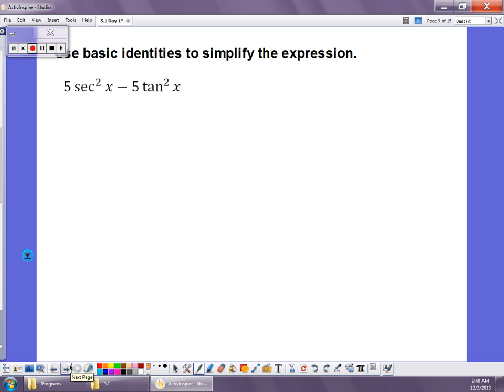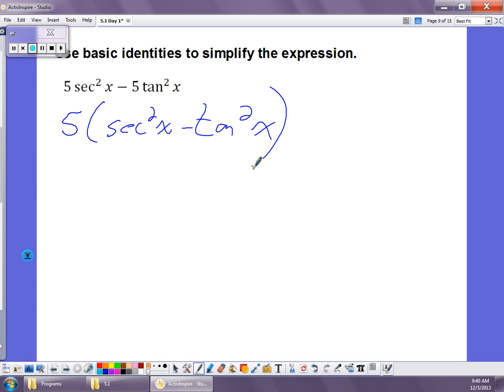All right. So here, you should recognize that as some sort of identity. Whenever you see the squared, you should automatically think, okay, let me check my identities. But what can I do before I do that even? Right, factor out the 5. When we're simplifying, we have to make sure we still keep it in our problem. So we have secant squared x minus tan squared x. And if you look at your identities, what does that equal?